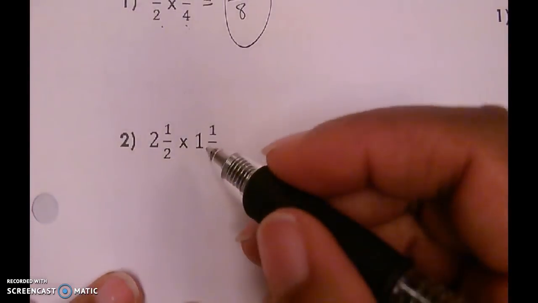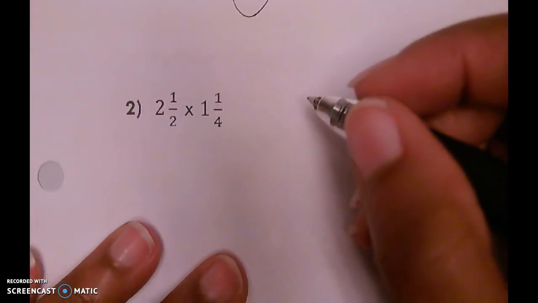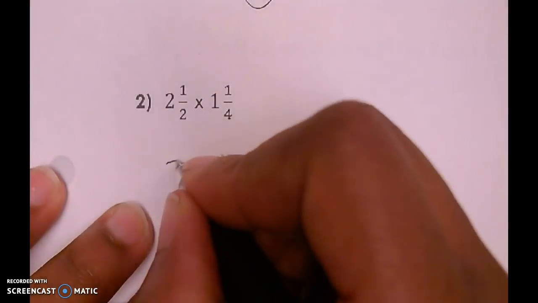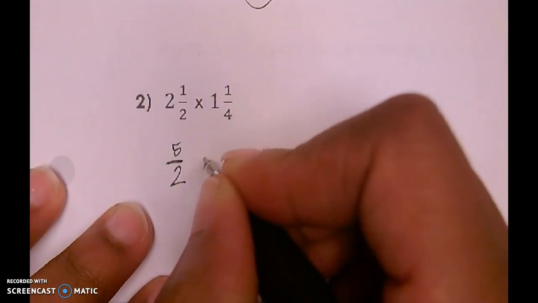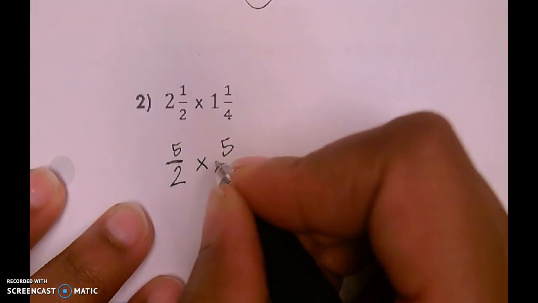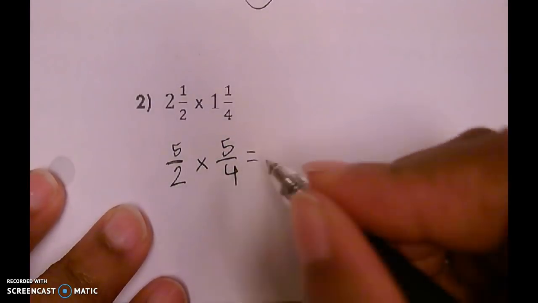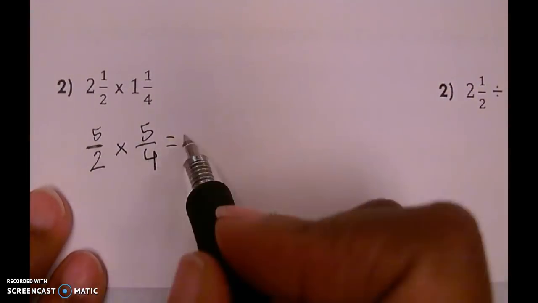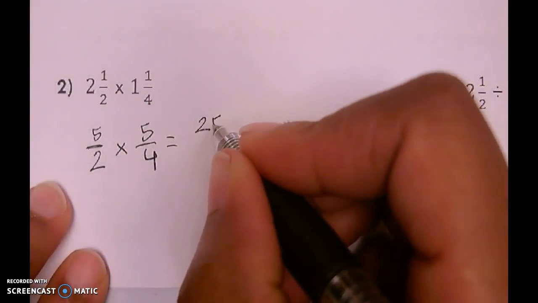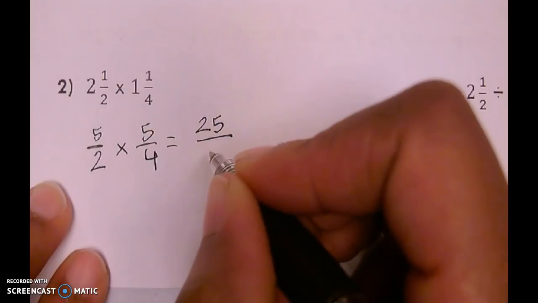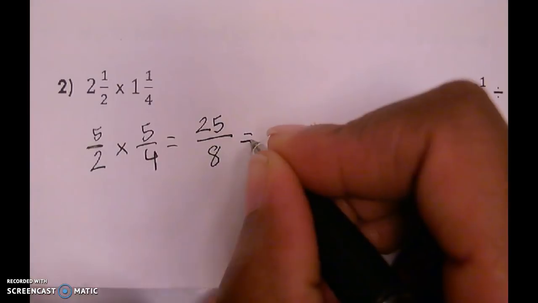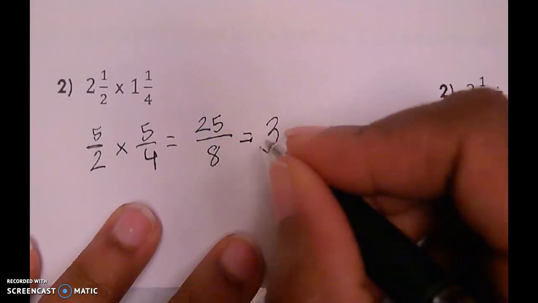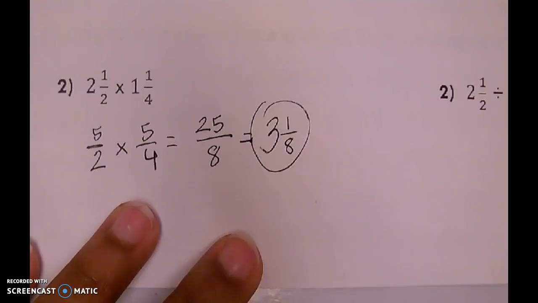Let's try this one. I have 2 mixed numbers, so I have to change those into improper fractions. So this would change into 5 over 2 times 5 over 4. Once I have that set up, I'm just going to multiply straight across. That's going to give me 25 over 8. And when I change that into a mixed number, my final answer is going to be 3 1/8.